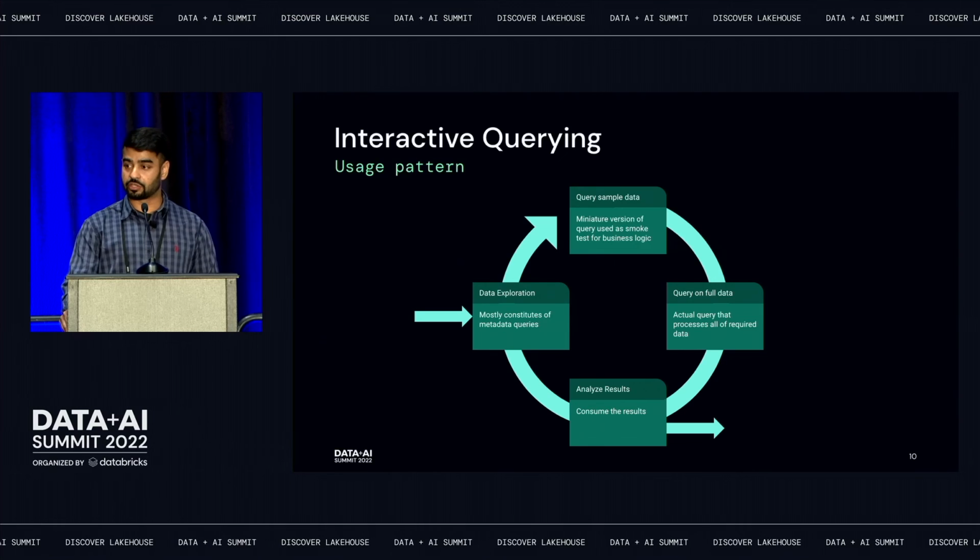And once the user has found out, oh, these are the tables I need, these are the columns that I'll be joining these tables on, the next step is that they formulate the query. And once they have formulated the query, they run it with a toy data set, right? They may use sampling, or they may use a bunch of filters to reduce the scale of the data. And once they have a successful sample query running, they usually run the full query.